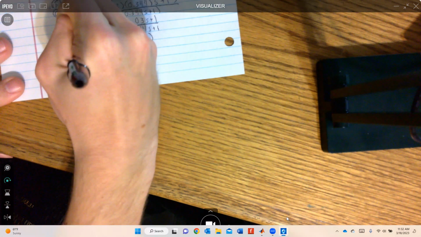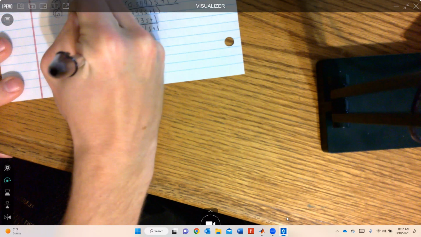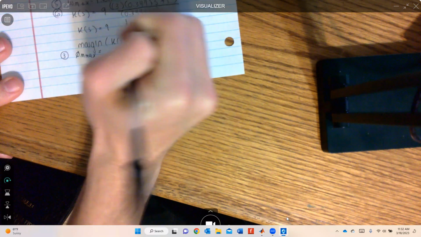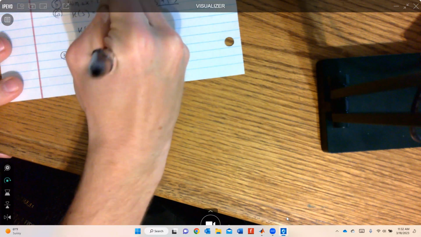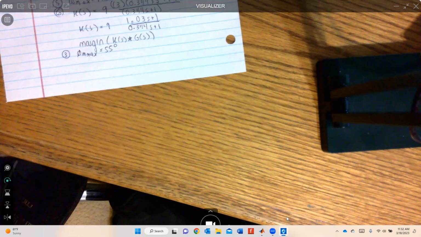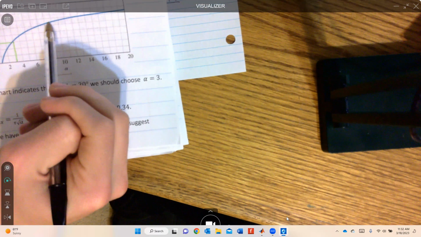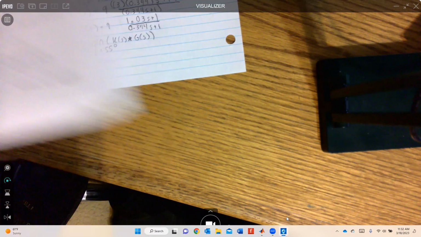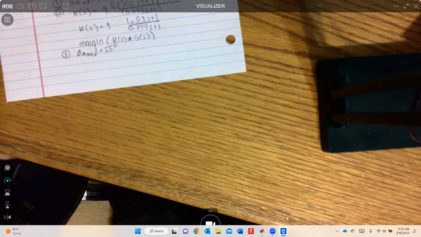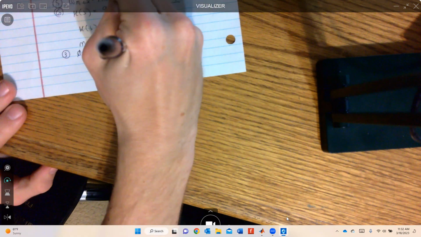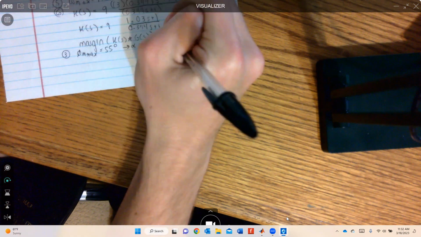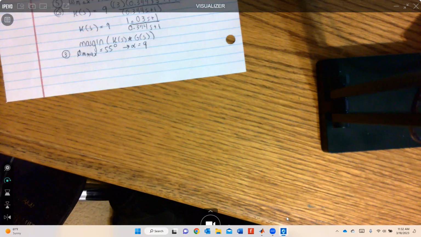I'm going to make my theta m max even larger. I'm going to make it 55 degrees, because we noticed that if you increase it up to about 55, you're about here. When I look up the graph, alpha is around 9. So when we hit 55, our alpha is equal to 9.